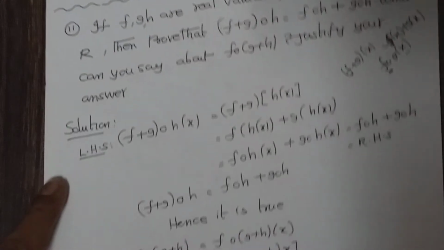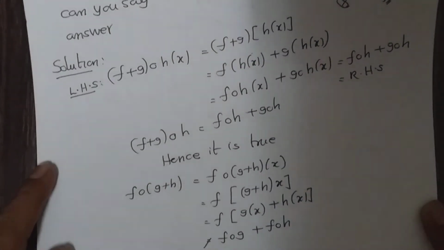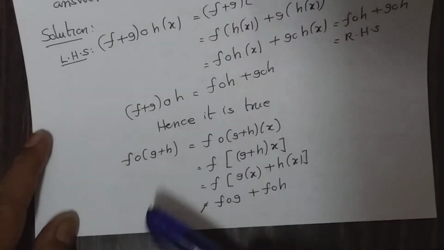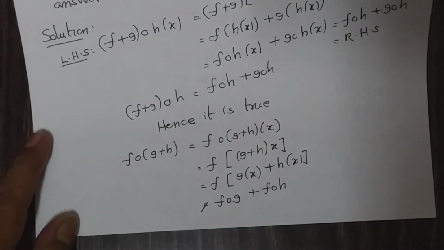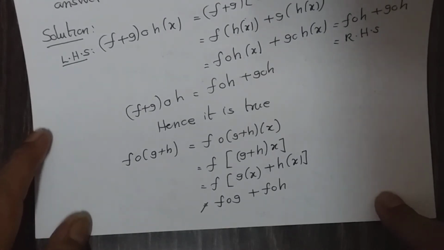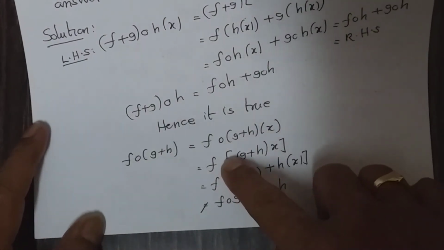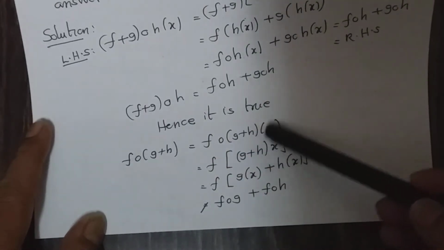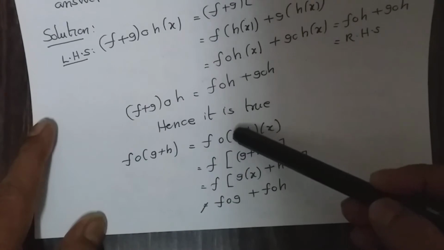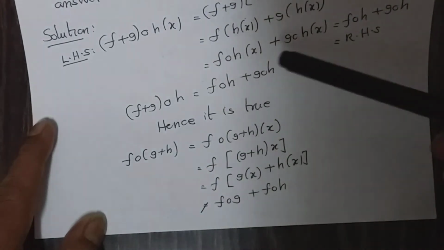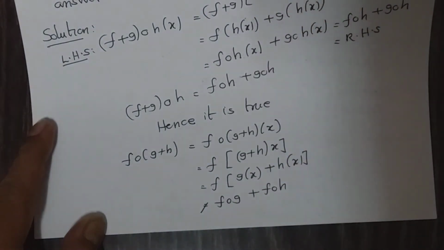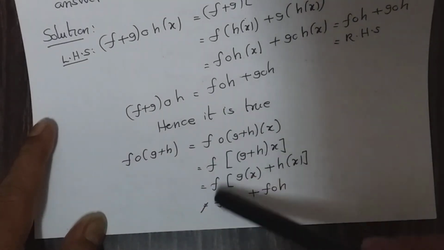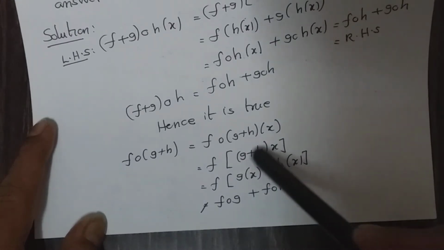Now what about the second part you see here? Second part, you have to prove this one: f circle (g plus h). What is the answer we are getting? f circle (g plus h) of x means f of (g plus h) of x. So f of, this goes into the input. Previously (f plus g) of h of x, now f of (g plus h) of x goes inside. Then f of, again this is algebra of functions.